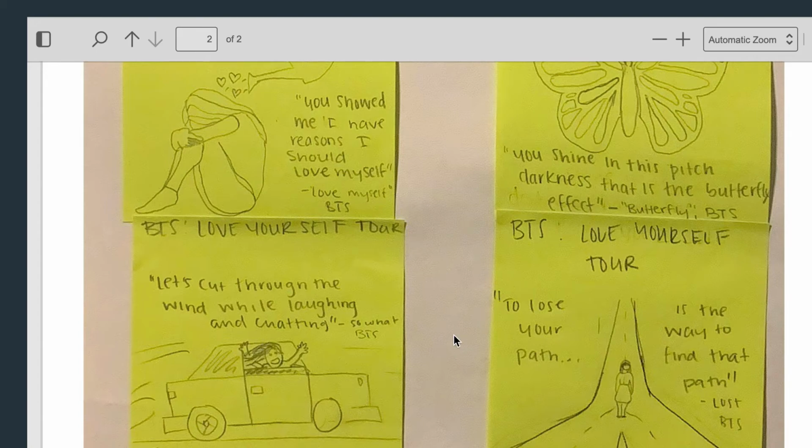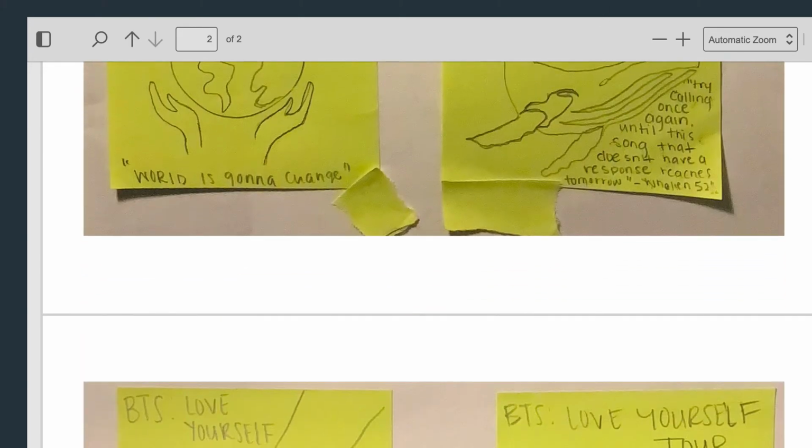Okay, I don't know if this really shows love yourself, and this one doesn't really show love yourself to me either, unless she's laughing. It looks like she's screaming, like someone kidnapped her right now. But if it's a laughter thing, maybe that would work. Okay.